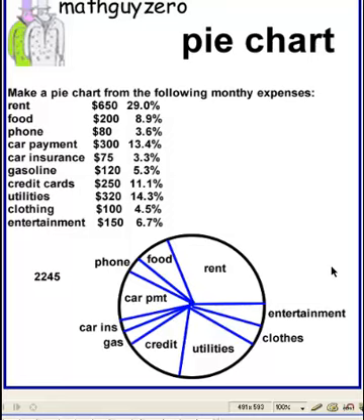If you want to get fancy, you can go ahead and color code the slices of pie and leave a table up to the side to tell you which color represents which of the utilities.